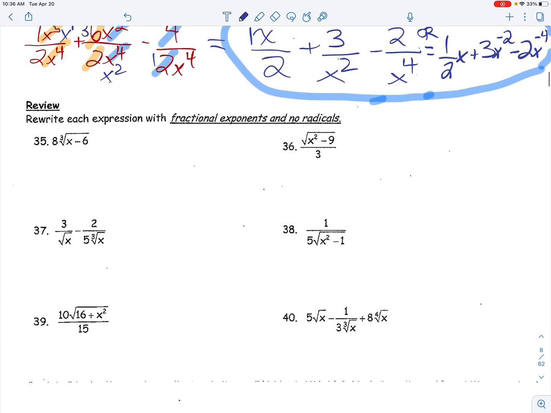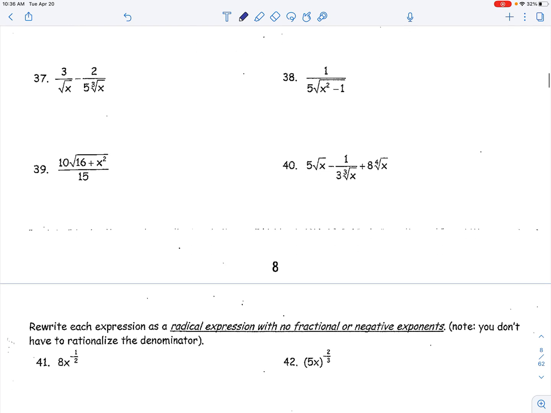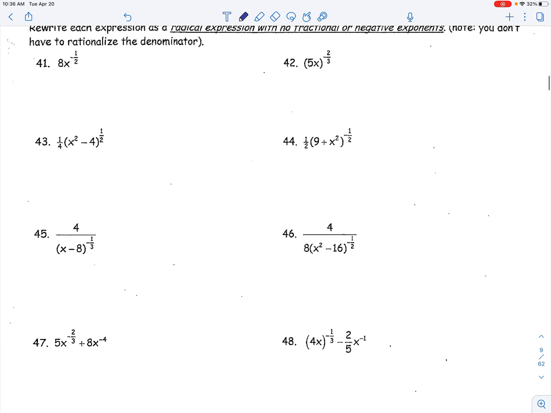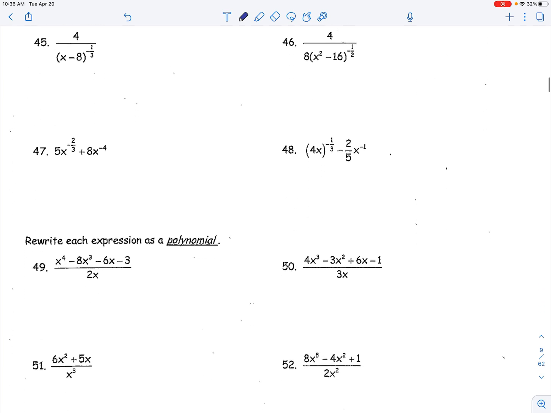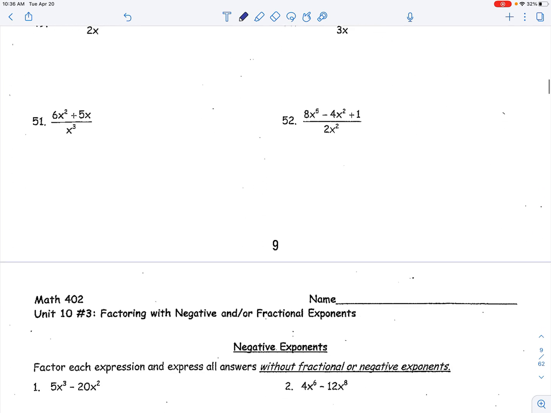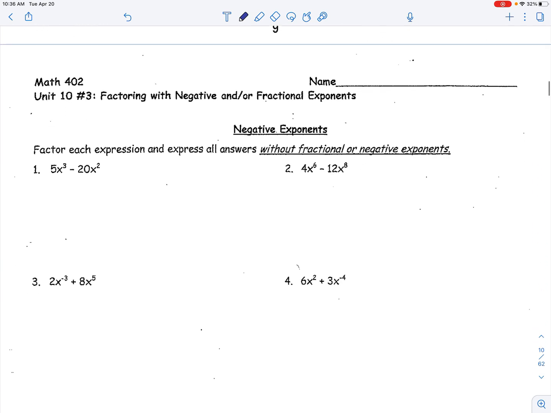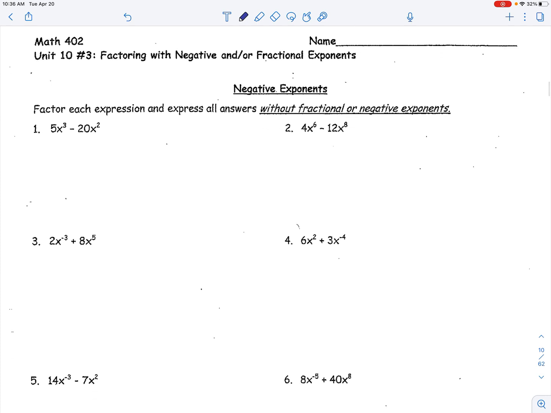Okay, so either one. All right, so this is stuff I've already done here, 35 through 40. Looks like stuff I've already done as well. Very good. This is more review, so skip into that. Here we go. This I need to do.